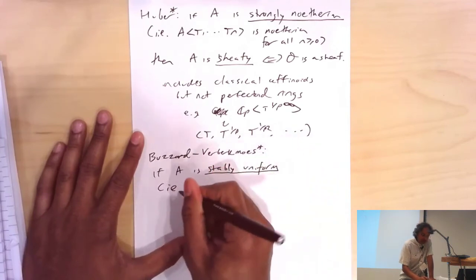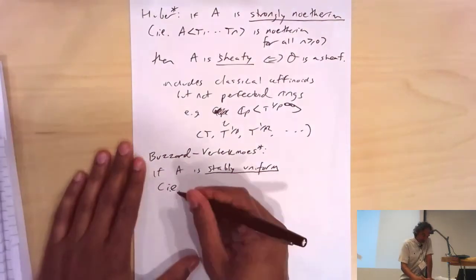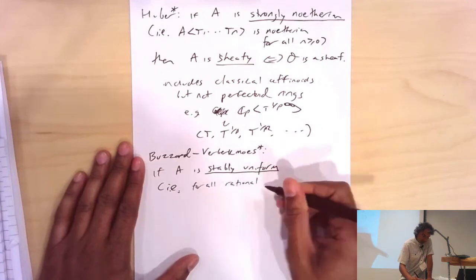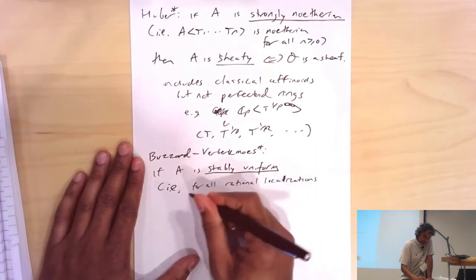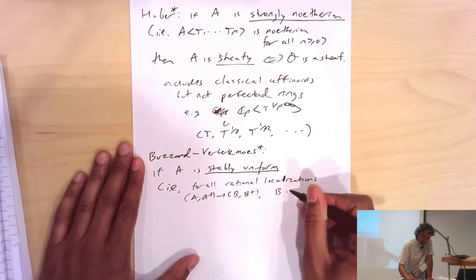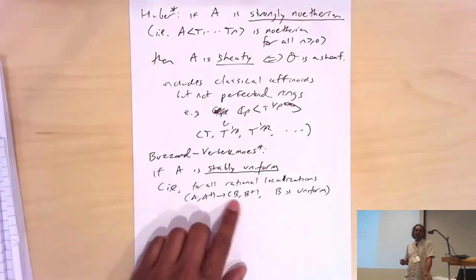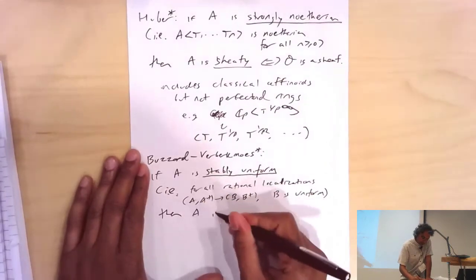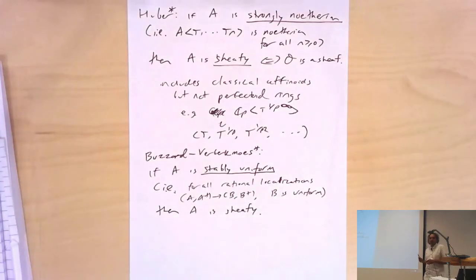so we saw what uniform means last time. It means that the power-bounded elements form a bounded subset. And stably uniform means the same thing is true after I make all rational localizations. So for any rational localization (A, A^+) to (B, B^+), the ring B is uniform. Buzzard and Verberkmoes give examples where this does not follow from being uniform. So this is a genuine condition on top of uniform. Then again, you show that A is sheafy.